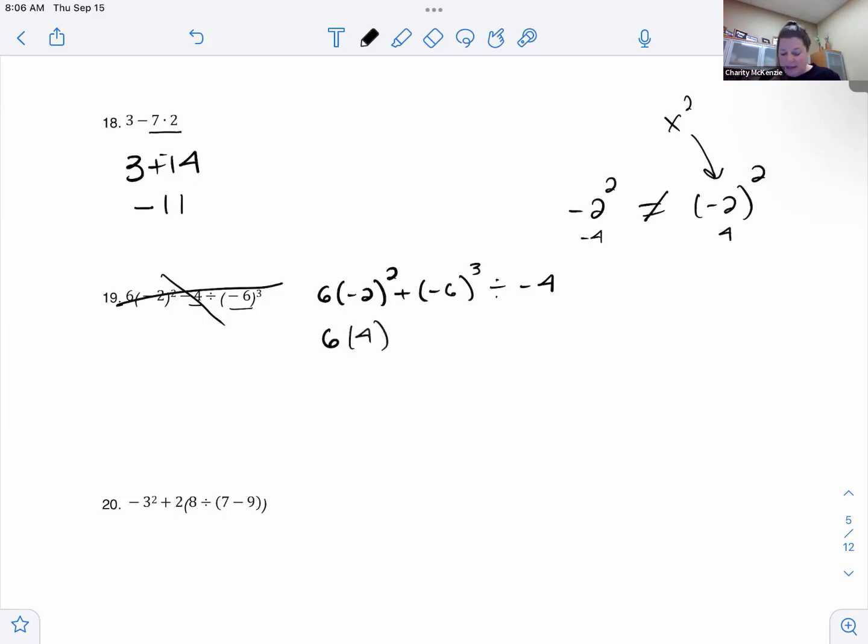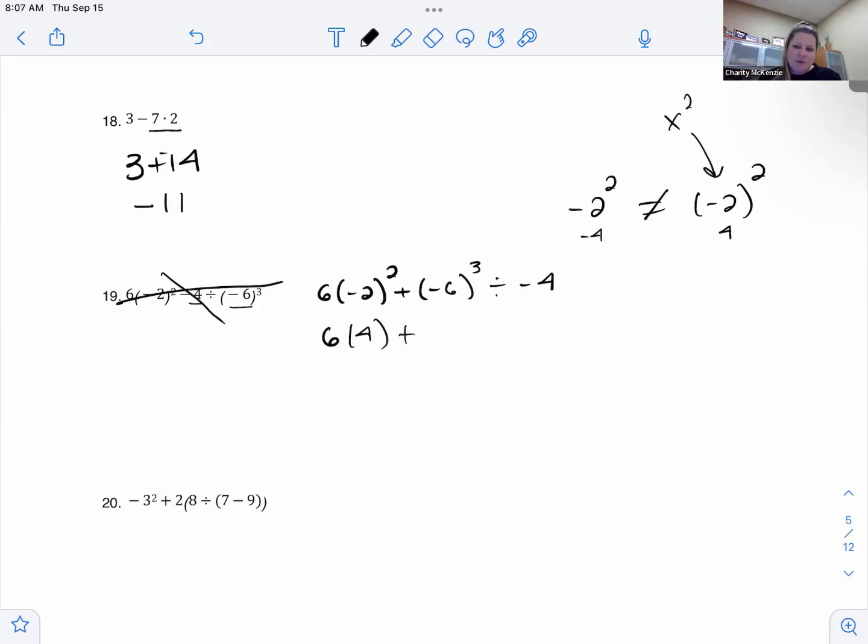I'll leave it in a parenthesis. That just means times now. And then plus -6 to the third is the same as -6 times -6 times -6. So -6 times -6 is a +36 times a -6. I'm going to crack out my calculator. What is that, 216? 36 times 6 is 216. So -216. Oh my goodness, did you see what I wrote? Okay, so this is going to become -216. I don't need the parenthesis. Divided by -4.